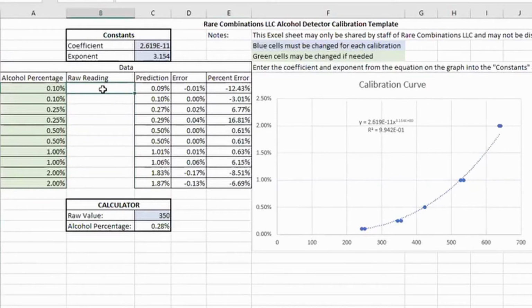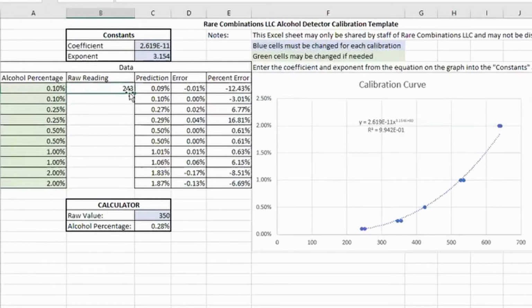So what you're going to do is first I'm going to pretend that these data are not there. Originally, you're not going to have any raw readings. You're going to do each sample in duplicate. So you'll take your 1 liter of 0.1% alcohol standard and pour about 25 milliliters into a clean test tube. And then once the detector is warmed up, you screw the sample in and you get a reading. So in this case, you get 243.